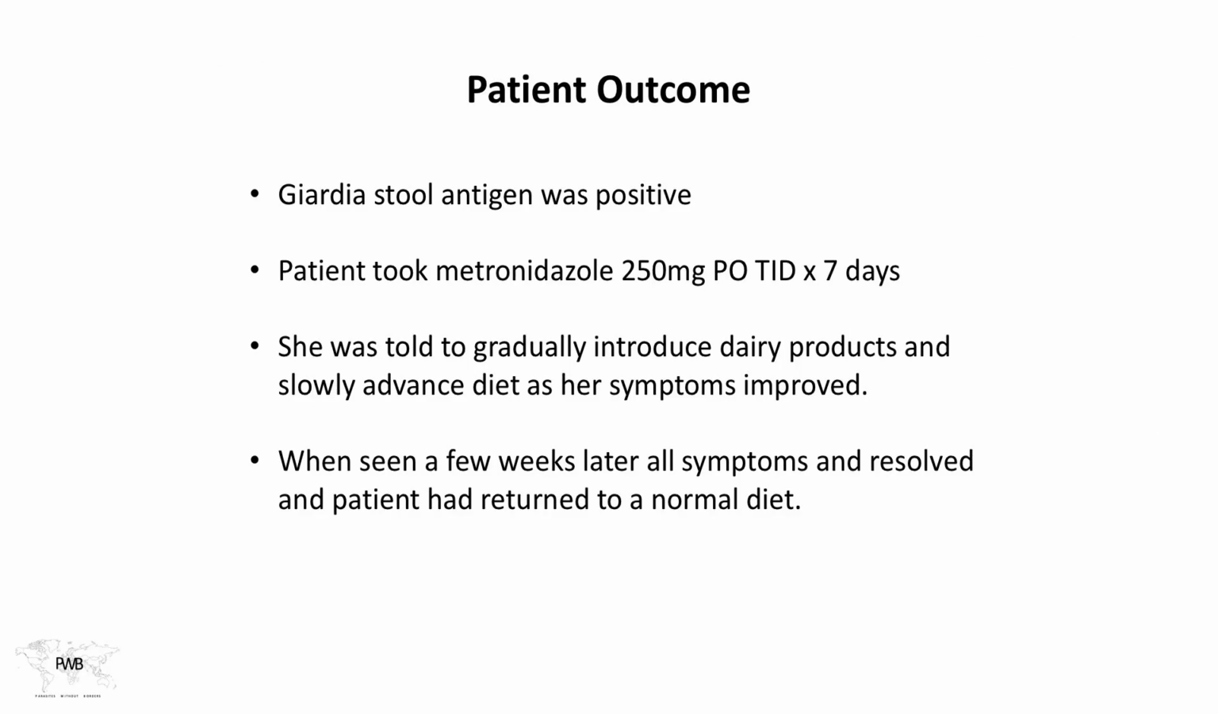Now, what about our patient? Fortunately, our patient was diagnosed. This was a situation where we did stool antigen, and Giardia stool antigen was positive. Patient took metronidazole 250 milligrams 3 times a day for a week. She was told to gradually introduce dairy products, sort of slowly advance her diet as her symptoms improved. And I think it's important that we do that. With the sort of villi flattening that you see with this disease, people will develop an intolerance to a lot of food products, particularly dairy products, because the enzyme dissolving the dairy products is at the tips of the villi.